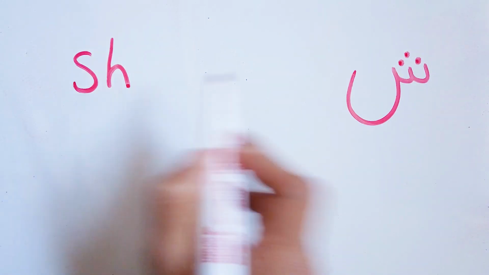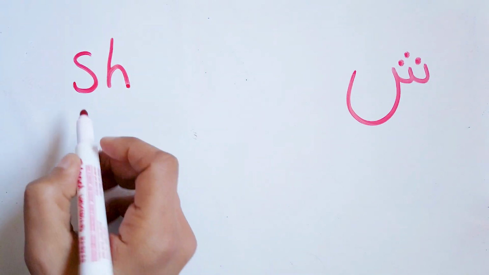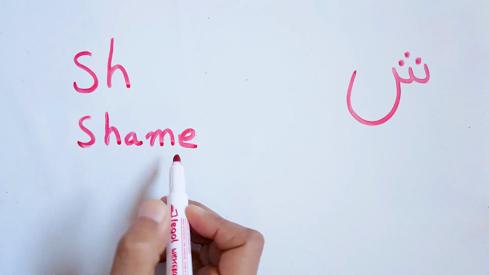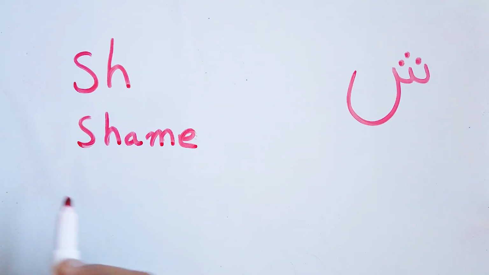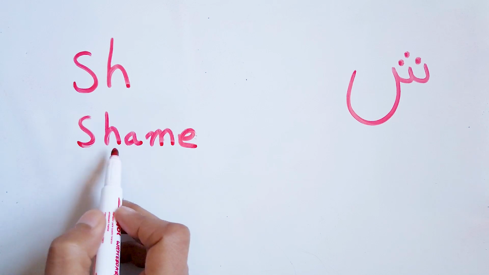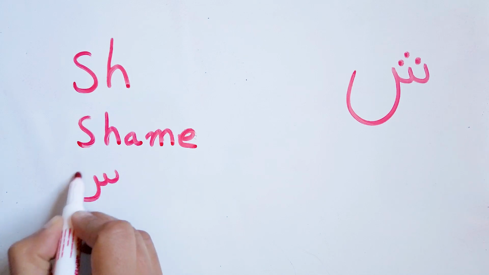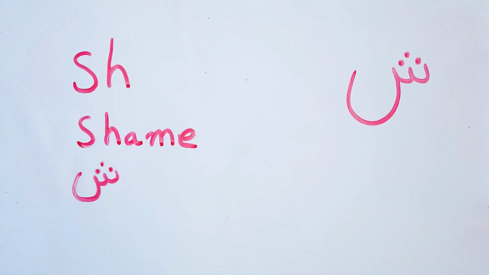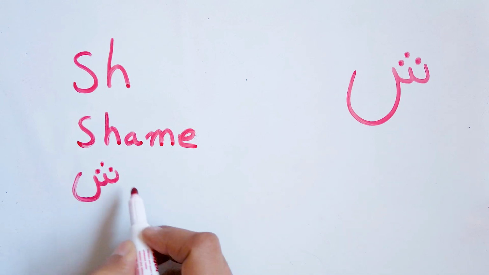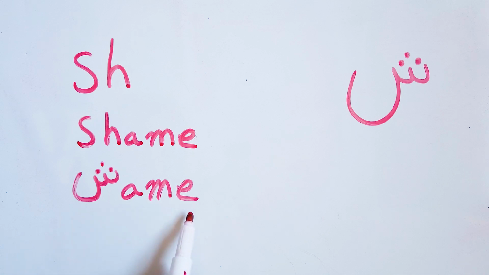Sh, sh, sh, sh. They are the same. Let's write a word in English. Shame. It's a funny word, in my opinion. So the word shame, I can substitute the SH by sh. So it can be like this, as you see here. And then I complete the word. So it is shame, shame. There is no difference.